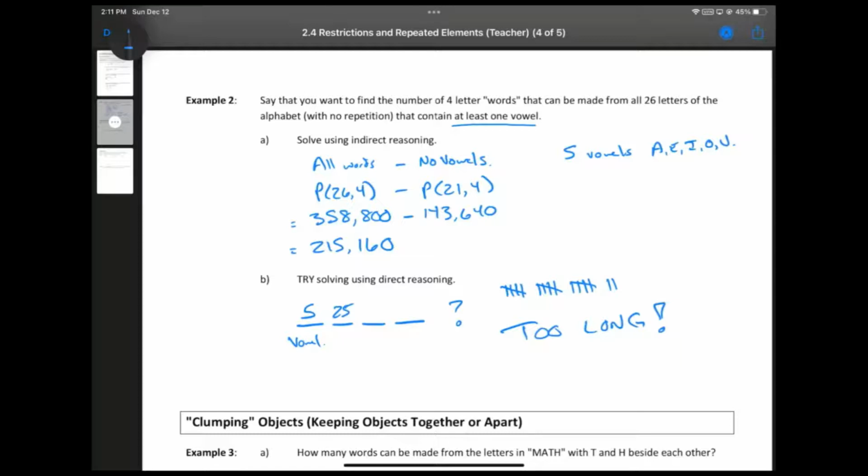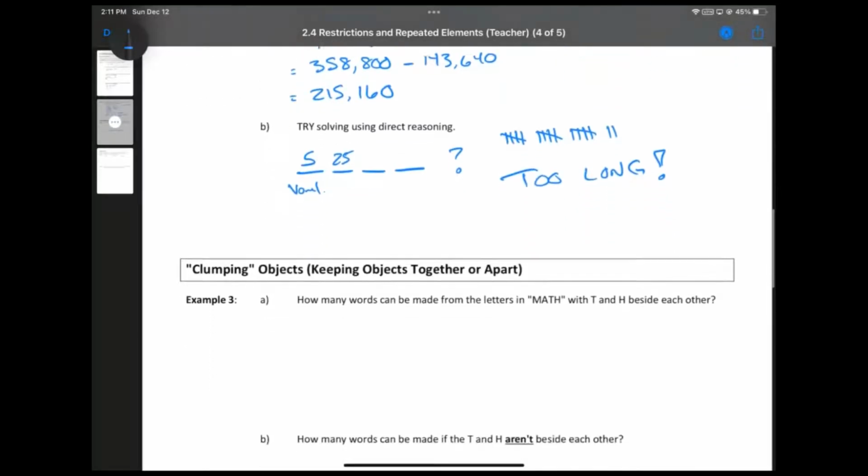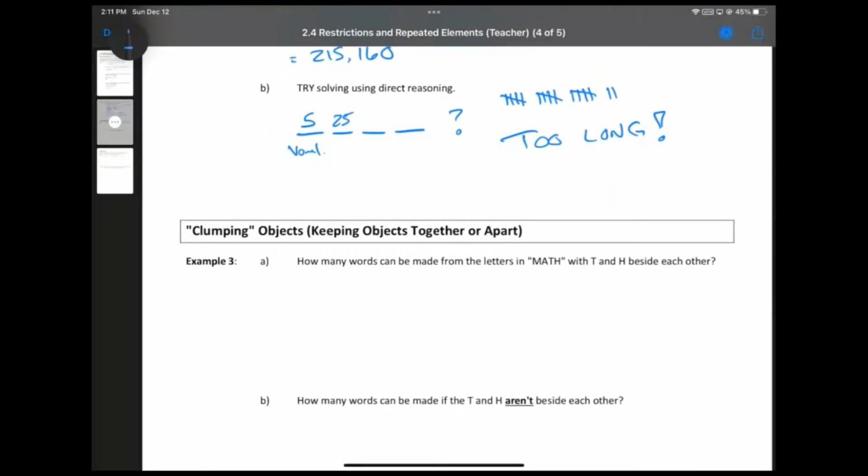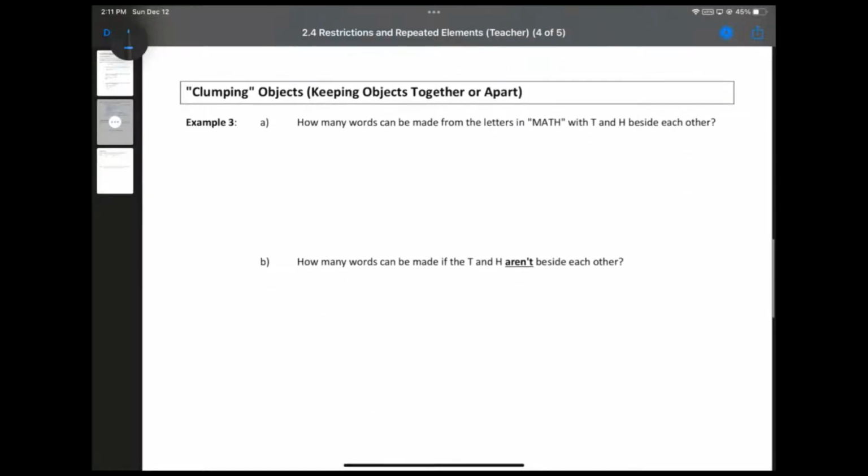All right, moving on to the second approach of solving questions today, something I like to call clumping. Again, not a textbook term, just a term that I like to use to represent what's actually happening. The idea of clumping is that we're going to take some of the objects in our group and consider them to be one single object. So we're going to treat them like they're stuck together in a clump, if that makes sense.